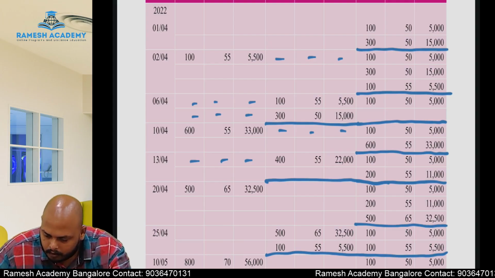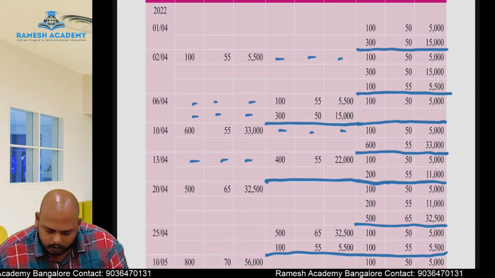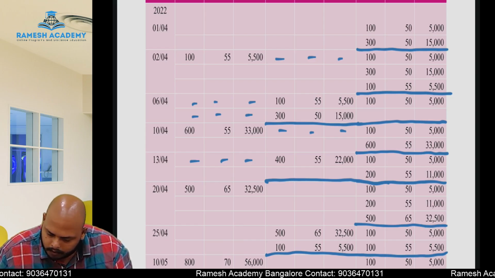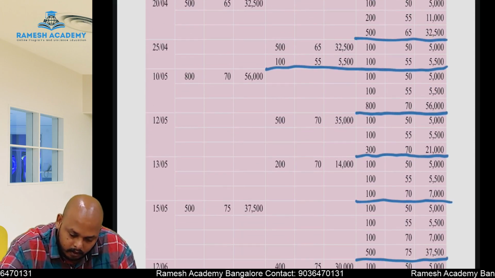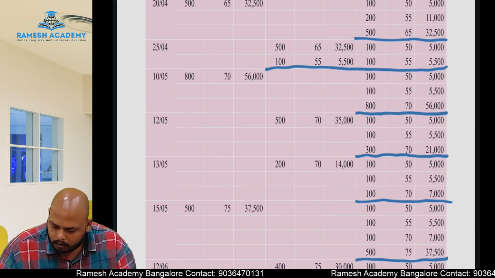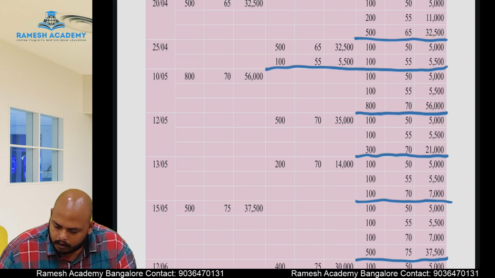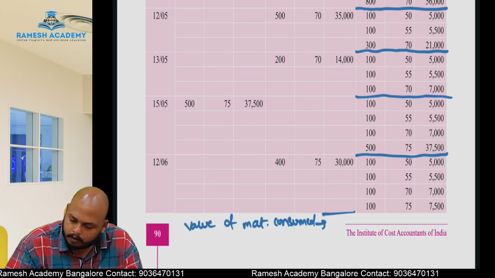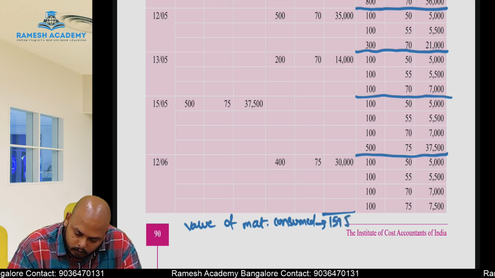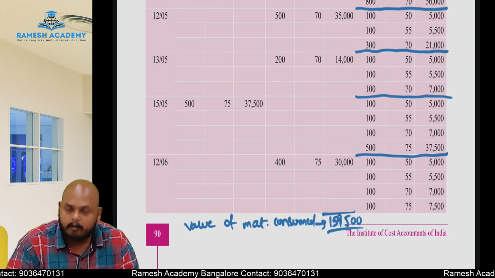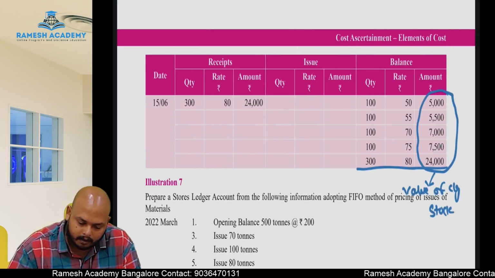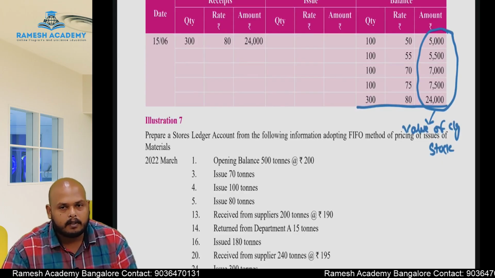5,500 plus 15,000 plus 22,000 plus 32,500 plus 5,500 plus 35,000 plus 14,000 plus 30,000 plus, that's all. So how much? 1,59,500. This is the value of materials consumed. So the value of material consumed is equal to 1,59,500. So by this, FIFO is finished, LIFO is also finished.